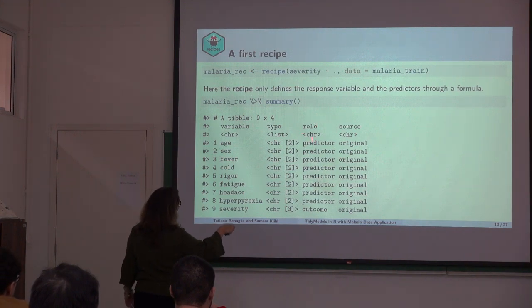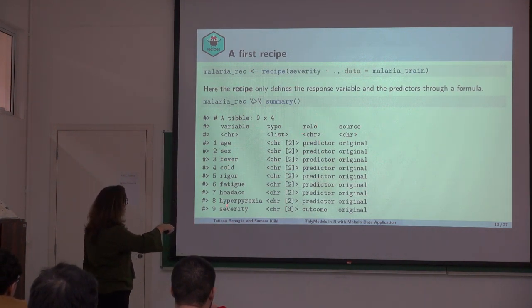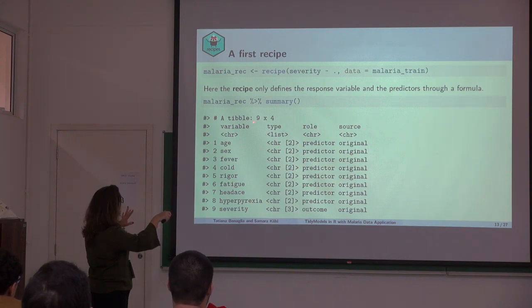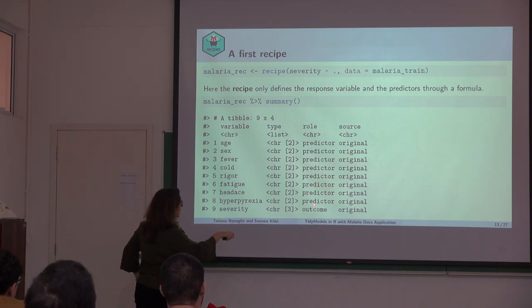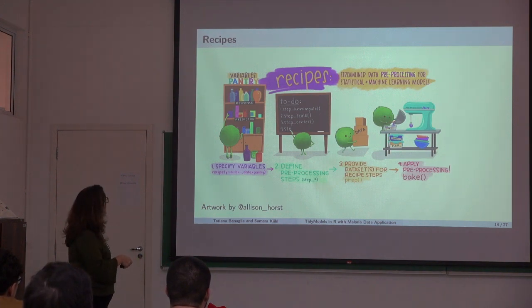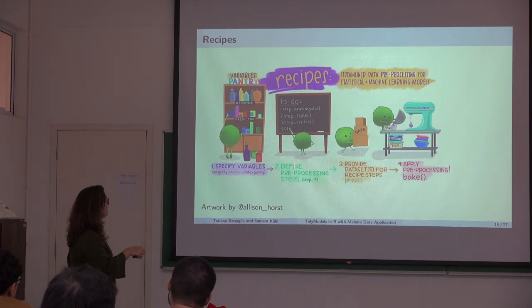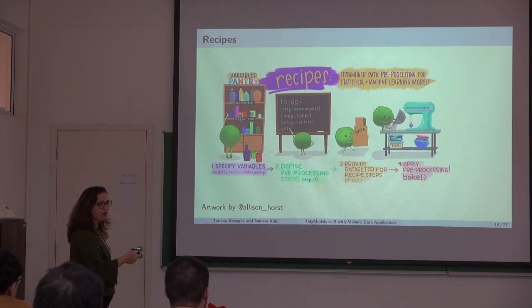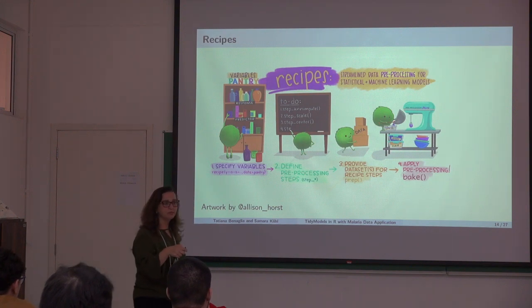So then you see here the role of each variable. I only put some so you guys can see, but we don't have 9, we have 17 here. Severity is the outcome and everything else is the predictors. In the recipe, you specify your variables, the roles of your variables, and then you do the steps. We can scale, center, normalize, transform, create dummy variables, and there are lots of things to do. And then you have to prepare your recipe and you have to bake your recipe.